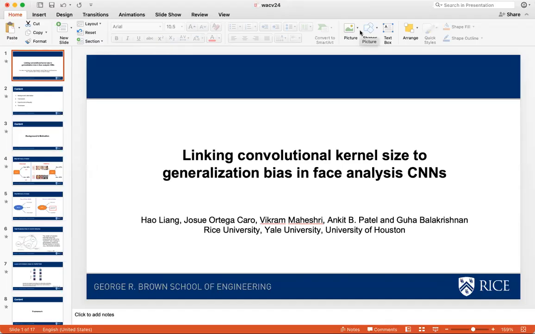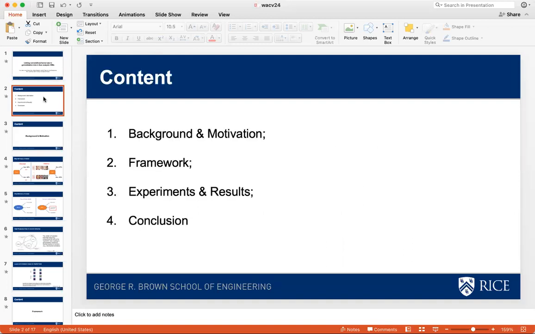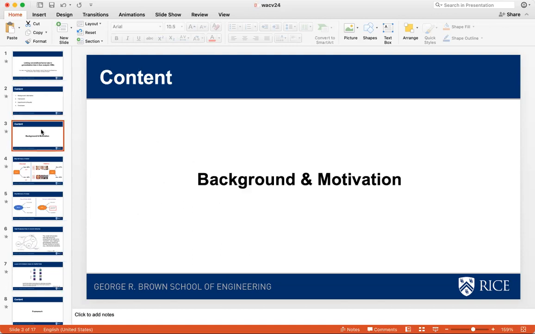Hi everyone. Today I will be introducing our work of linking convolutional kernel size to generalization bias in face analysis synthesis. This is a joint work by Rice University, Yale University, and University of Houston. Today I'll be introducing our work in four parts: background and motivation, framework, experiments and results, and finally the conclusion.